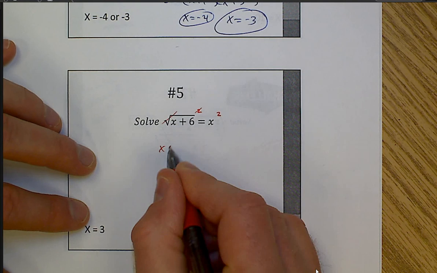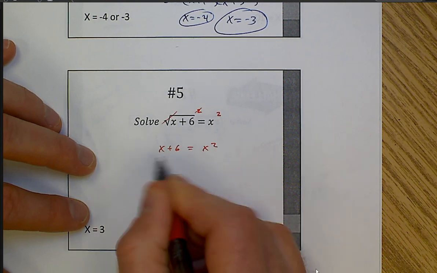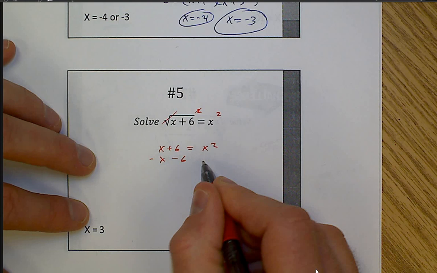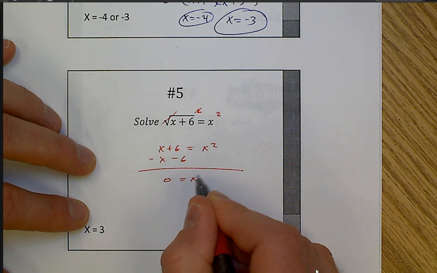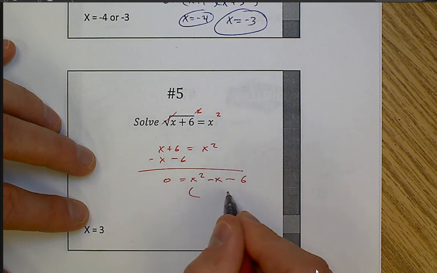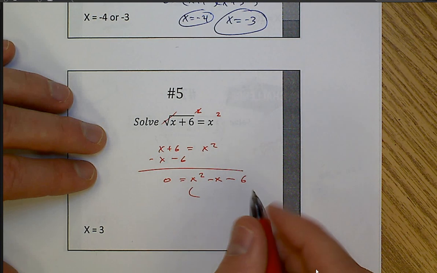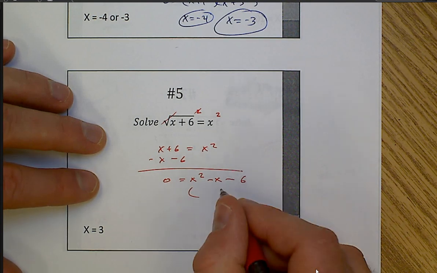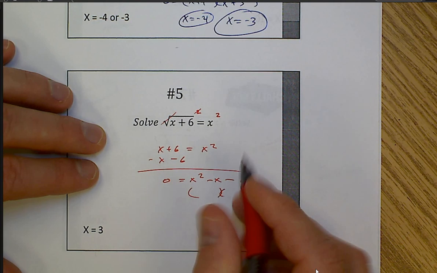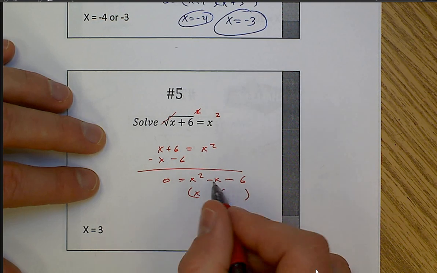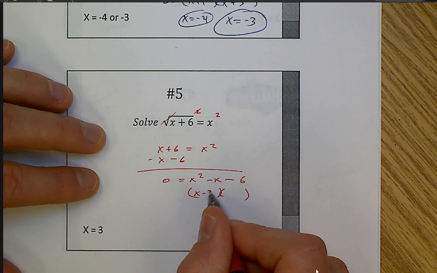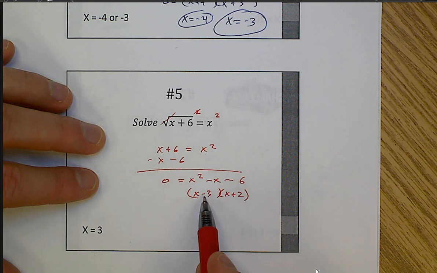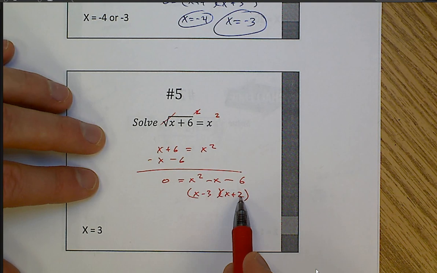x plus 6 equals x squared. Subtract the x and the 6 from both sides, so you get 0 equals x squared minus x minus 6. And then we can factor this into, let's see here, x minus 3, sorry, and x plus 2, right? Negative 3 times positive 2 is negative 6. Negative 3 plus 2 is negative 1.